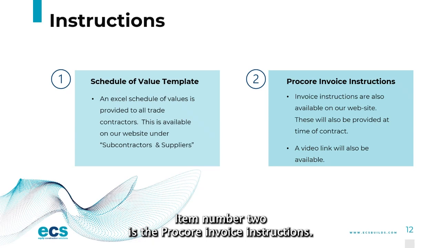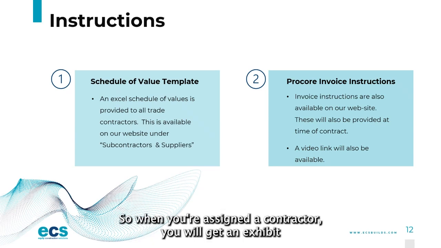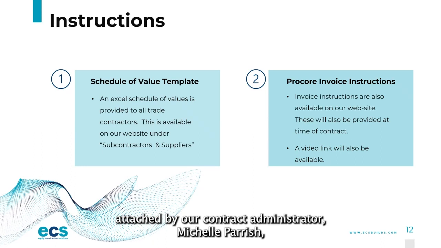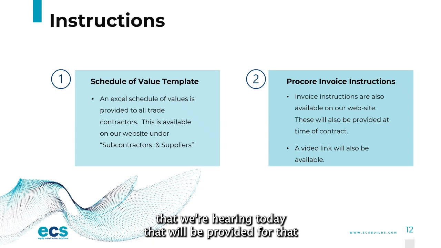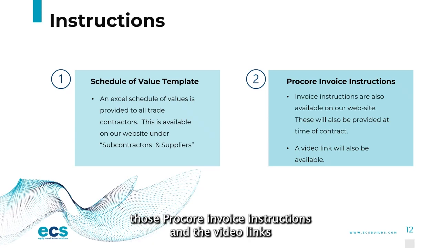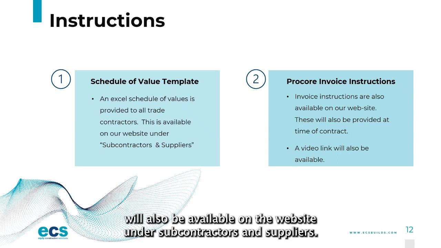Item number 2 is the Procore invoice instructions. When you're assigned a contract, you will get an exhibit attached by our contract administrator, Michelle Parrish, that will provide the Procore invoice instructions. We can also provide a clip of the video link that we're hearing today. Those Procore invoice instructions and the video links will also be available on the website under subcontractors and suppliers.